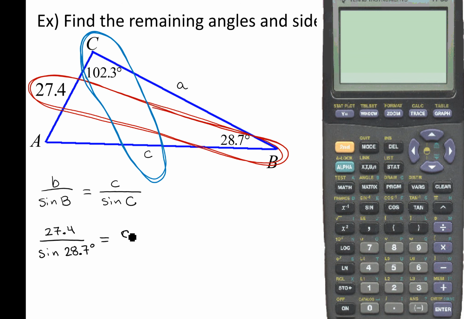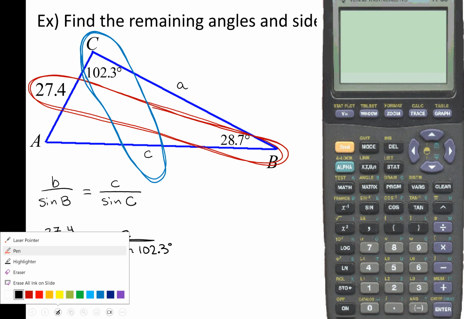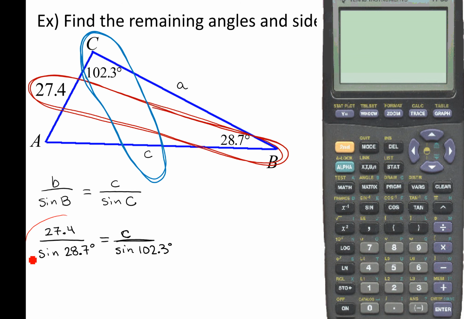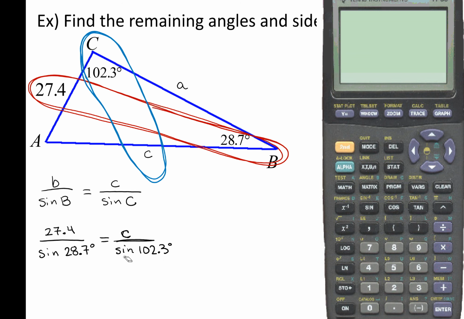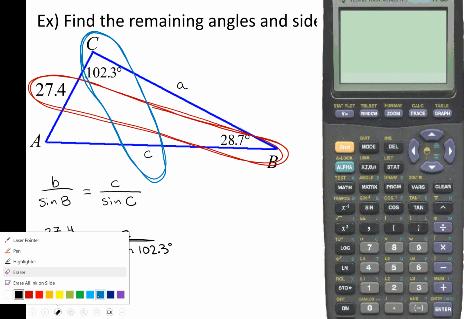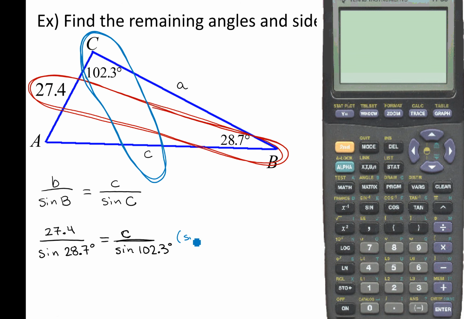So we're going to use side C over the sine of angle C, so that's going to be sine of 102.3 degrees. And if you look at my current equation, my current setup, I'm only missing side C, so I need to solve for that C. To solve for C, all I'm going to do is get rid of that sine of 102.3, and notice that it's on the bottom. So if it's on the bottom, that means I'm going to multiply both sides by sine of 102.3 degrees.